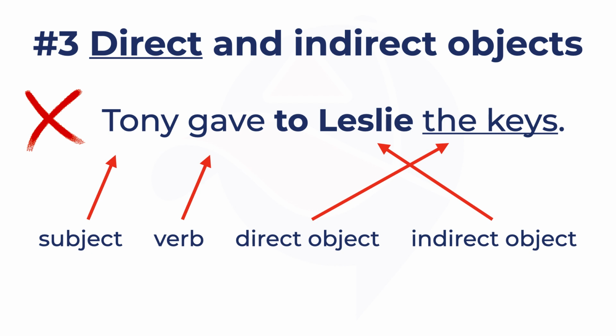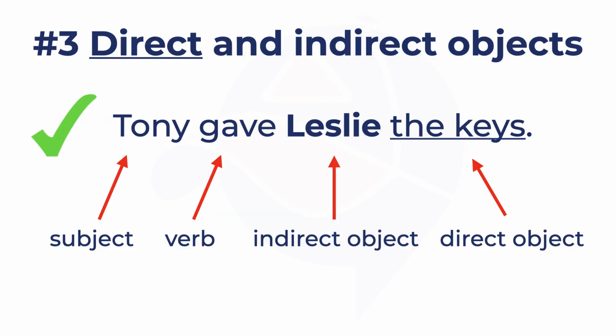The direct object is the keys, and the indirect object is Leslie in this case. So in English, we can form the correct sentence in two ways. Like I said, the first one is subject, verb, indirect object, and then the direct object. Don't focus too much on those technical terms. Just look at the actual sentence and where the words are placed in the sentence.